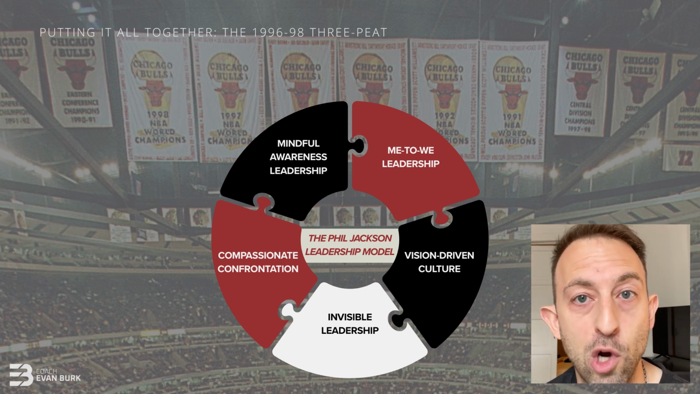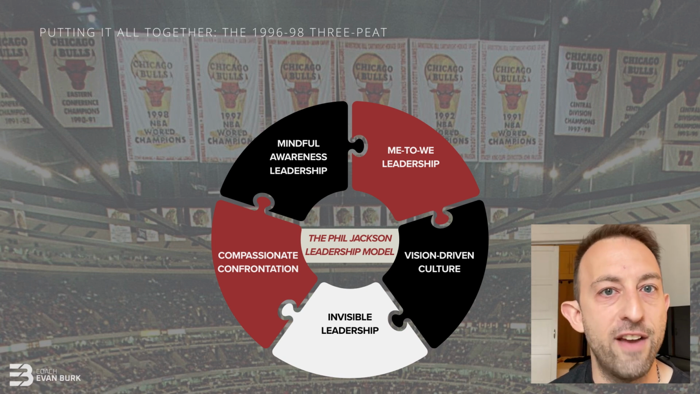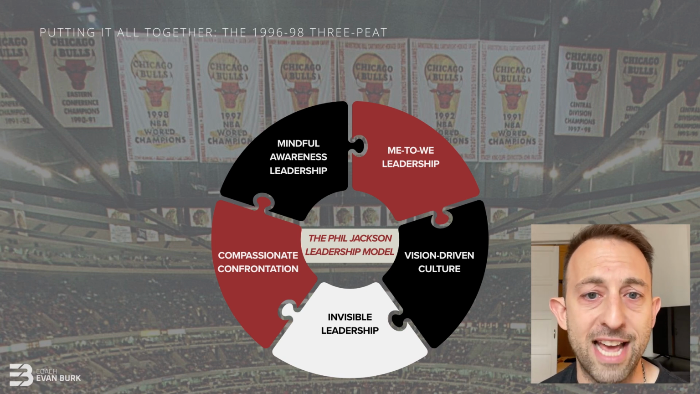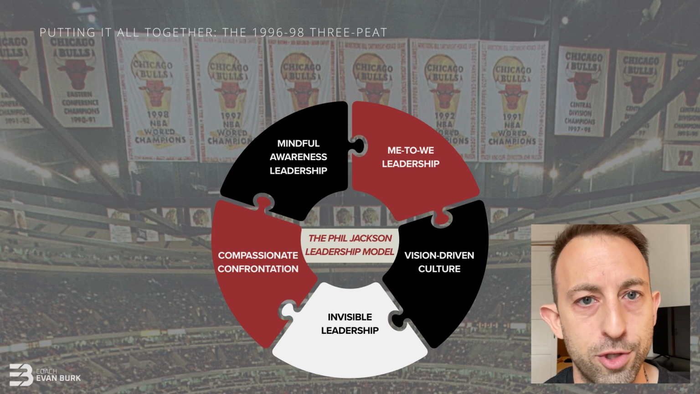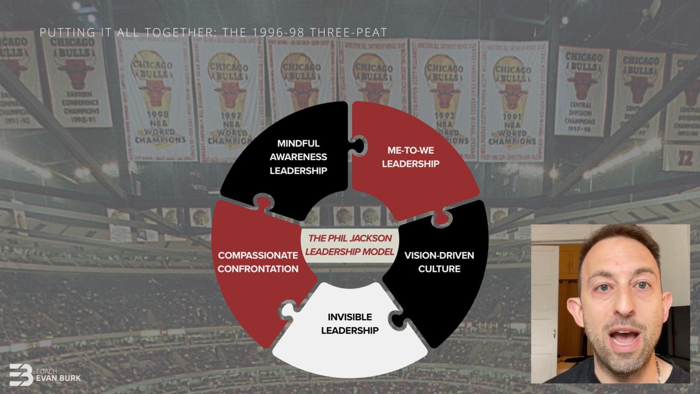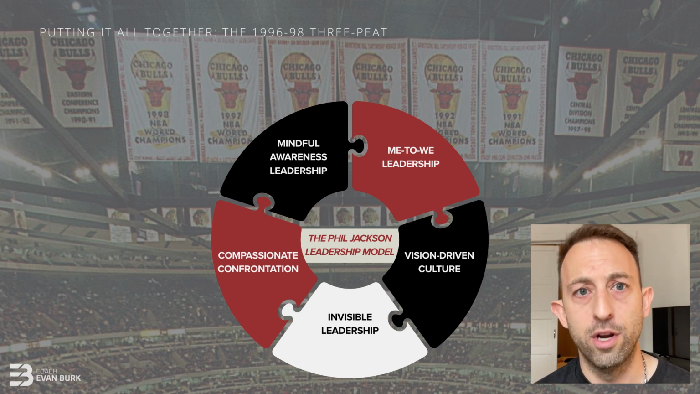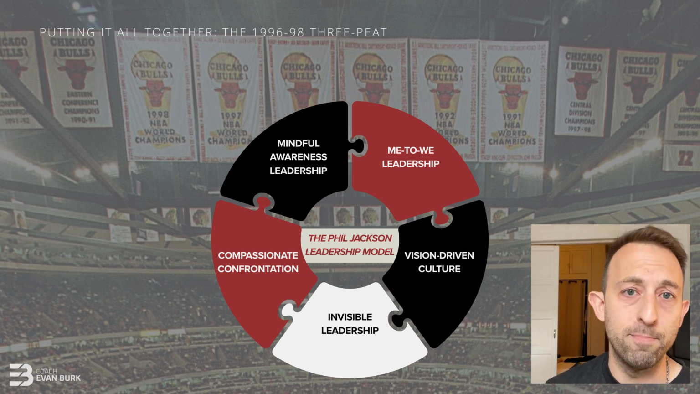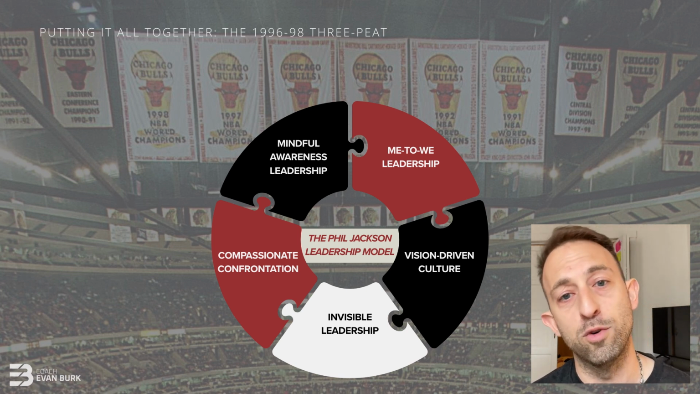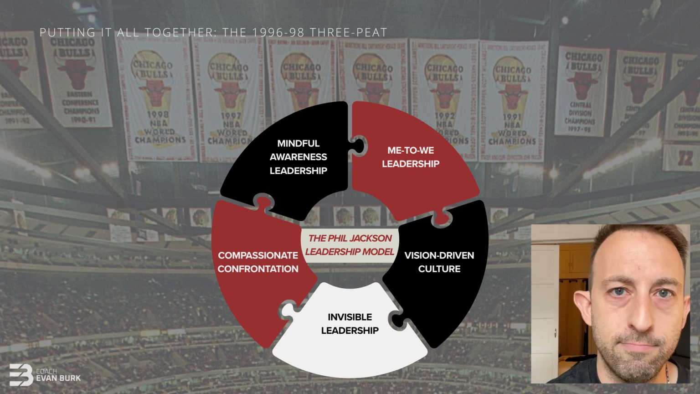There was a vision-driven culture. The Last Dance gave everyone a sense of urgency and purpose that transcended individual goals. And lastly, you had invisible leadership. Jackson had multiple leaders on the court. Jordan, Pippen, and even Rodman in his own way, all were reinforcing the same principles.